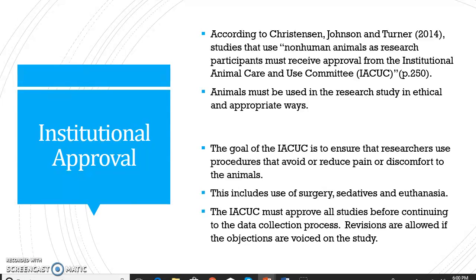Specific guidelines provided by the Animal Welfare Act and the National Academy of Sciences Institute of Laboratory Animal Research assist institutions in caring for animals in a professional and appropriate manner.